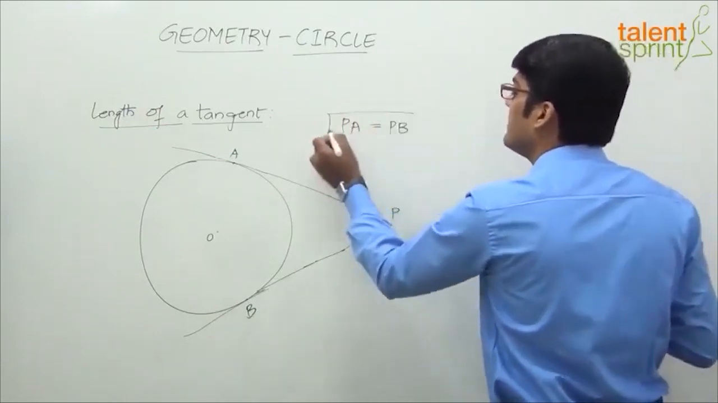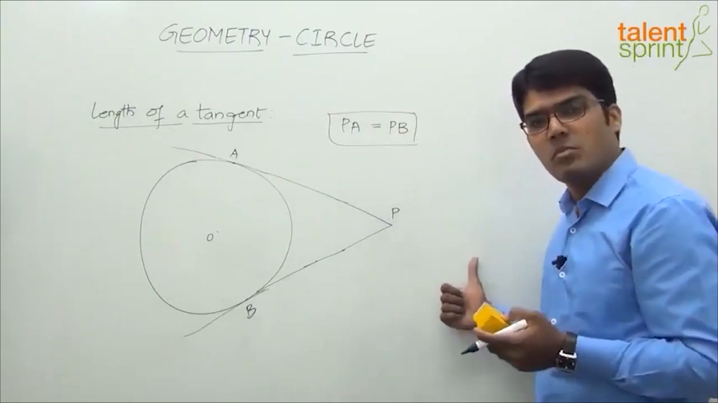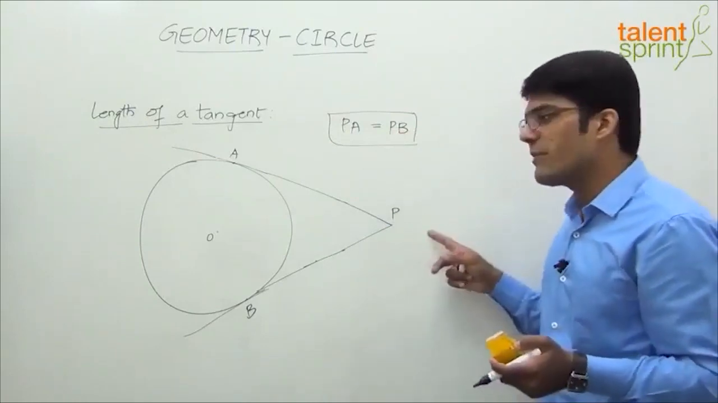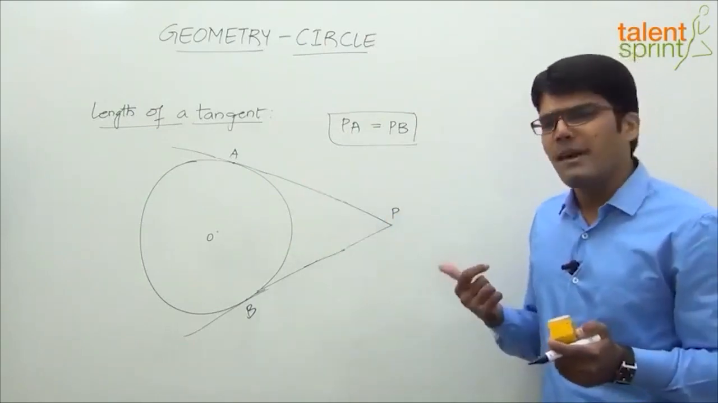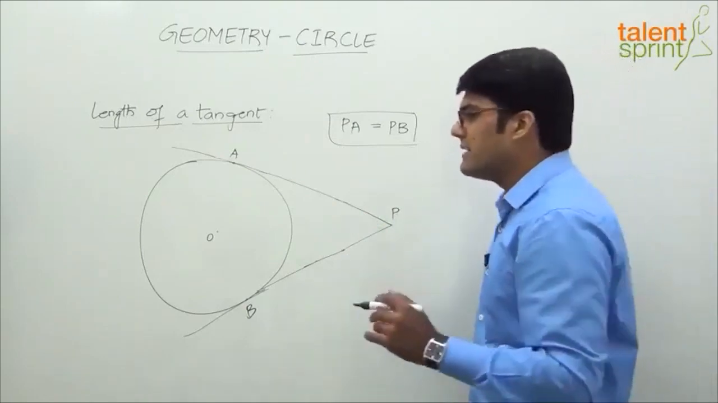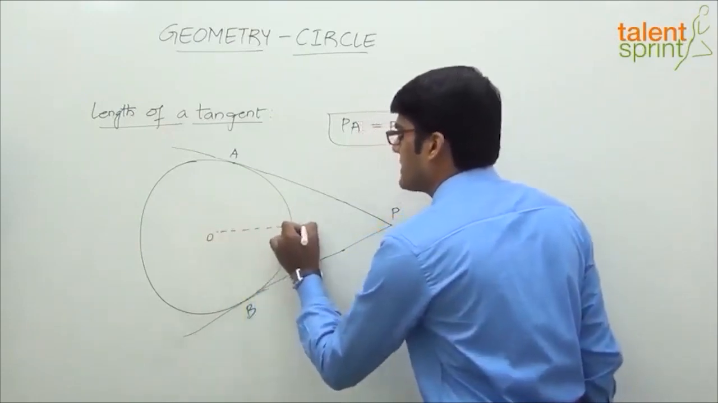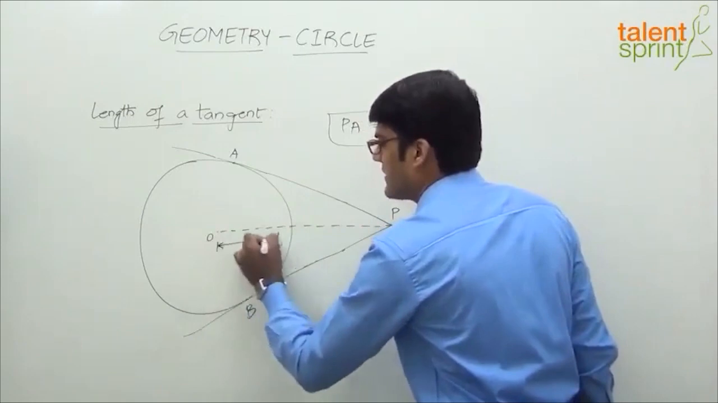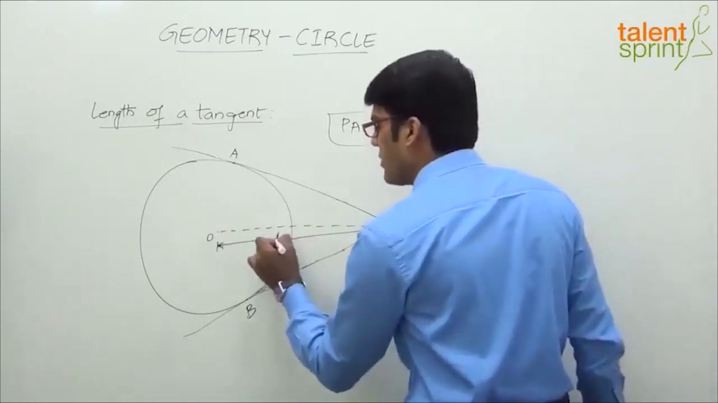So what's the point here? The two tangents that we get from one external point on a circle will be equal. The length of both the tangents drawn from an external point on the circle is equal. So PA will be equal to PB. And by the way, how do you measure the length of a tangent? See, it is like this. Let's say the distance between the center and the external point P is D. This distance here is D, let's say.